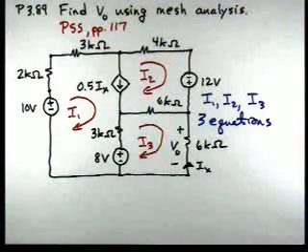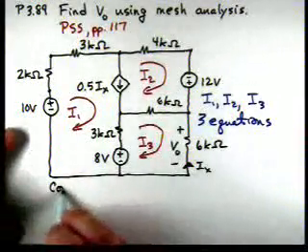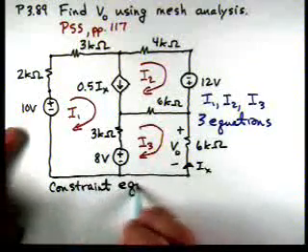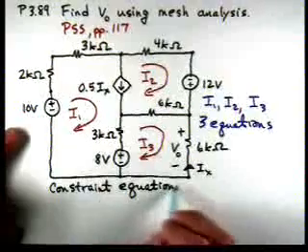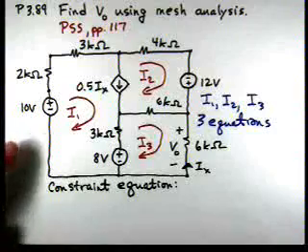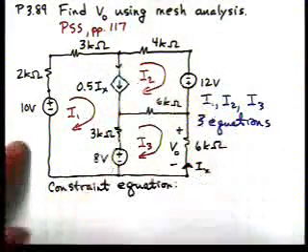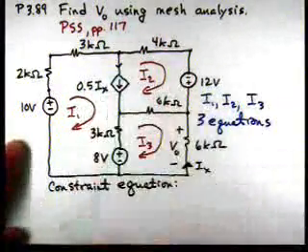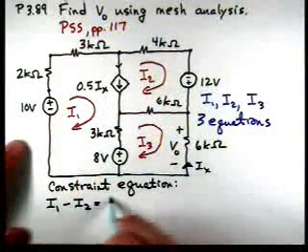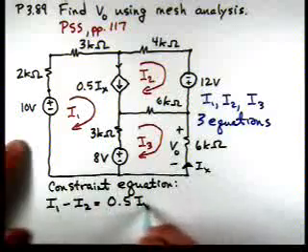Okay, so let's handle our constraint equation, and we're going to write that constraint equation and treat that dependent current source as if it were a constant, and then we're going to substitute in for Ix. So if we look at our constraint equation, we want the current down, and we know that current would be I1 minus I2 is equal to 0.5 Ix.